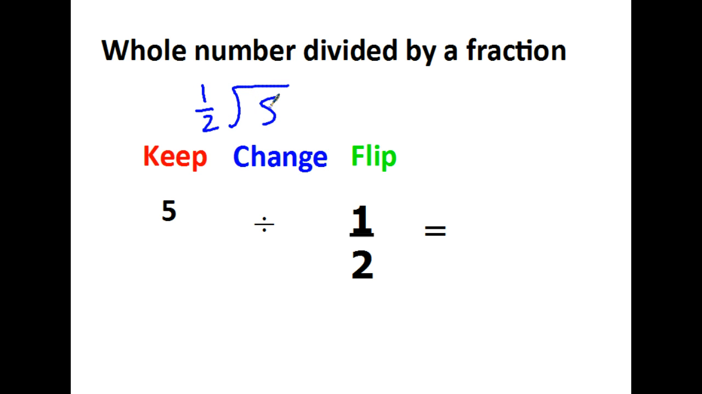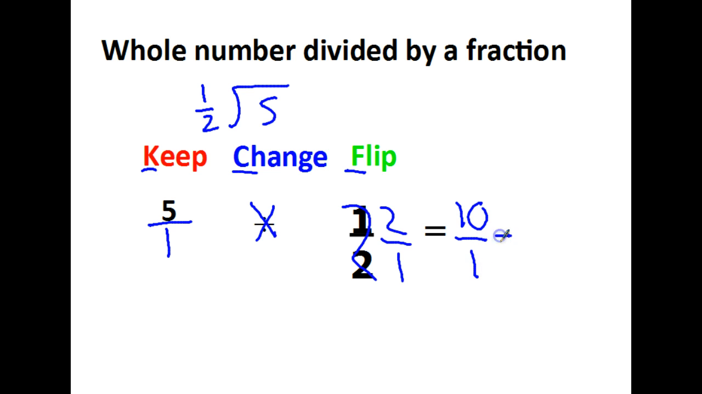So you might notice we have keep, change, flip like we've used before. I'm going to keep the first fraction. So this has to be written as a fraction. 5 is the same as 5 over 1. Change my sign from dividing to times. Flip the 1/2 over to 2 over 1. I just do top times top. 5 times 2 equals 10. Bottom times bottom. 1 times 1 equals 1. 10 over 1 equals 10.